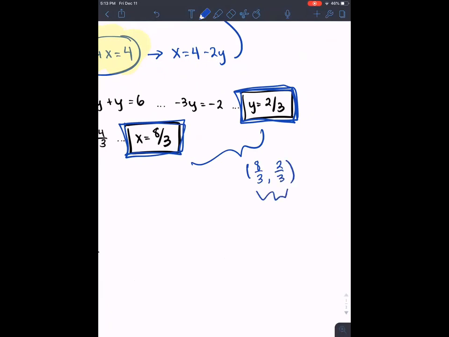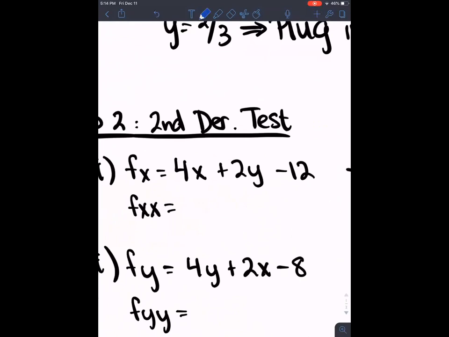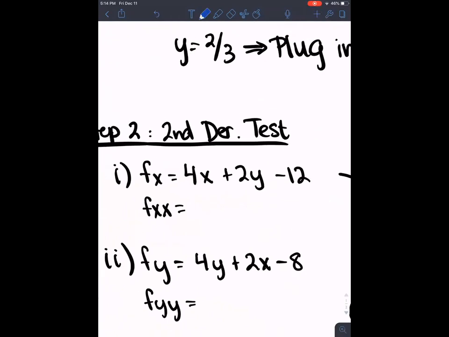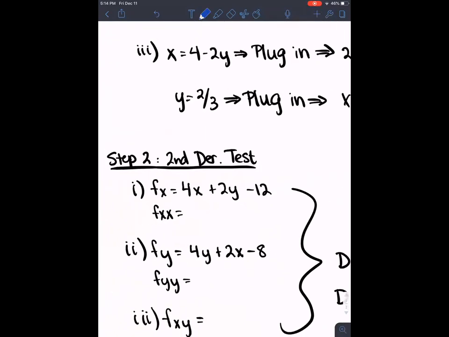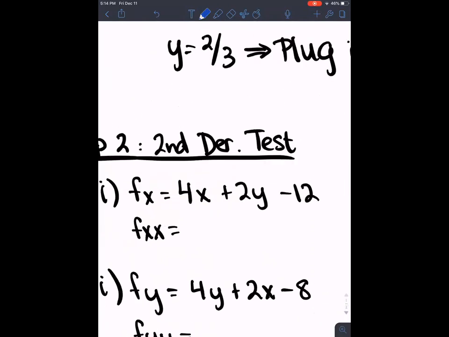Now what you want to do is use the second derivative test, in order to figure out if this term is a max or a min or a saddle point. In order to do a second derivative test, you actually have to find the second partial derivative with respect to each variable. I've rewritten it here: we found that the first partial derivative with respect to x is 4x plus 2y minus 12. Your second partial is just 4.